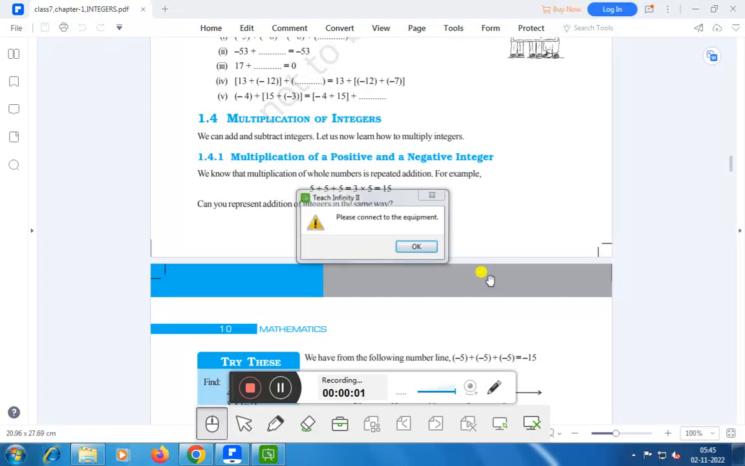Hello everyone. Today we shall discuss the multiplication of integers, right? Multiplication of a positive integer and a negative integer, right?